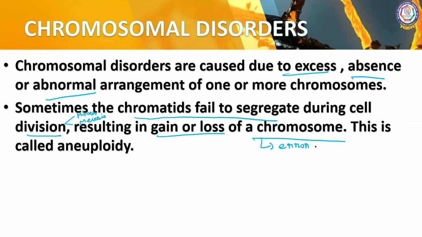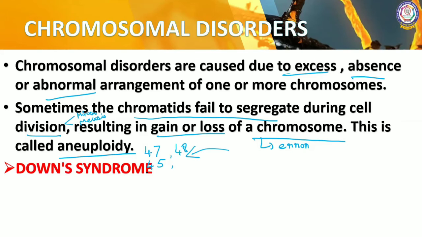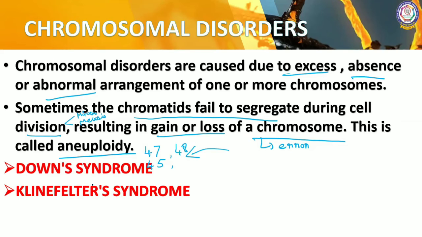Because of this, there is an error and abnormalities in the chromosome number. And that condition we call aneuploidy. The number will be 47, or it may be 45, or it may be 48. Like this, there is an error in the chromosomal number. So number 1, we are going to talk about Down syndrome, then Klinefelter syndrome, and Turner syndrome. First, let us see about Down syndrome.